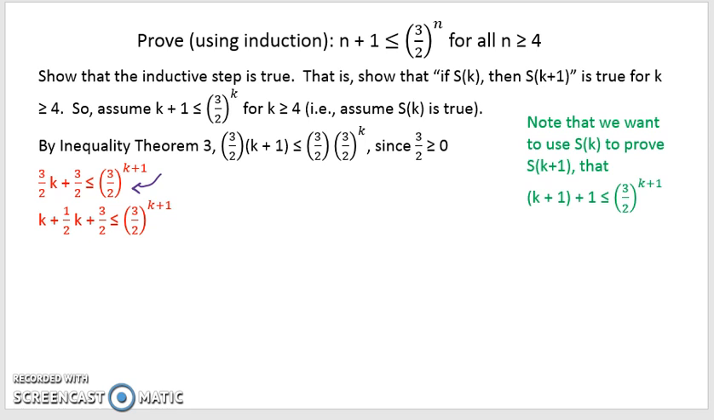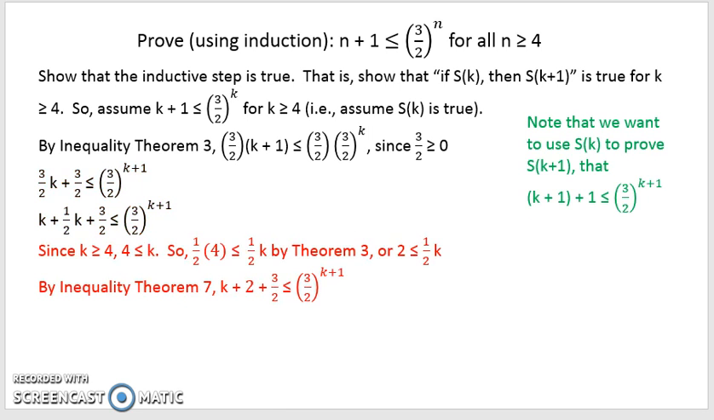Now, we're going to work on our right-hand side. I'm going to break up 3 halves k to k plus 1 half k. The reason I did that is because I'm trying to match up the sides. My right-hand side is okay. I need to get a k in my left-hand side, so I can take it out of the 3 halves k, and I'm left with 1 half k plus 3 halves.